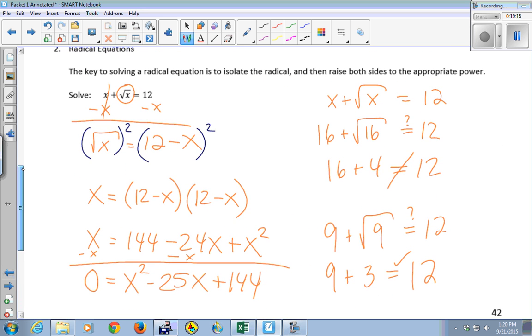So any questions here? Isolate the radical, then square both sides. And then you've turned it into something you already knew how to solve.